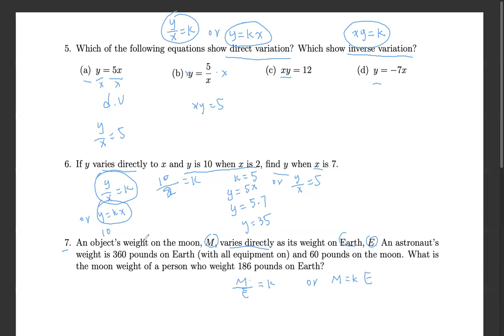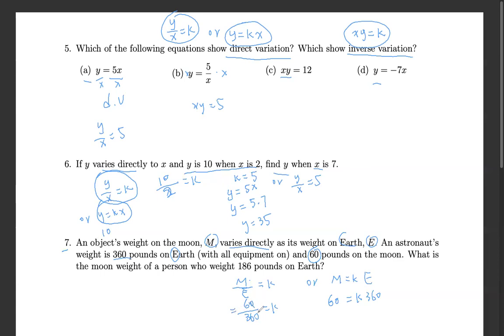An astronomer's weight on Earth, E, is 360. So substitute E with 360. K times that equals, equivalently, 60 pounds on the moon. So then we can solve for K, right? We can also use this one. K equals moon weight divided by Earth weight.